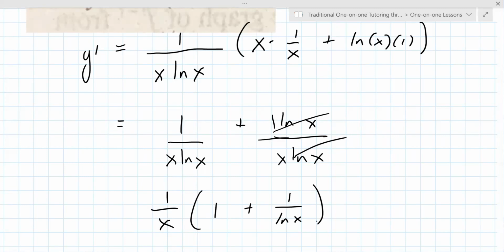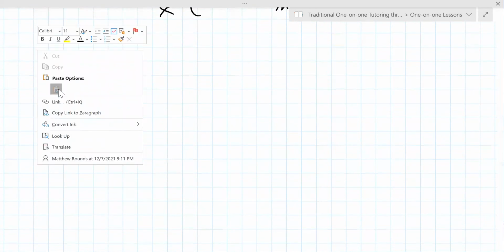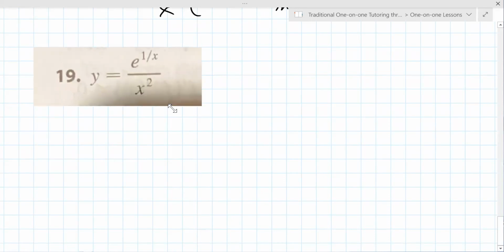Let's do 19. Sure. So what do you see in 19? What's the overarching derivative rule to use on this one? Quotient rule. Good. So you got to know quotient rule. You will use this in Calc 2. It's expected that you do it fast. So it's not going to get away with it.